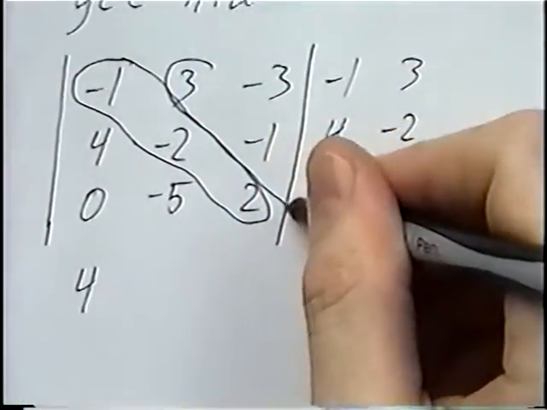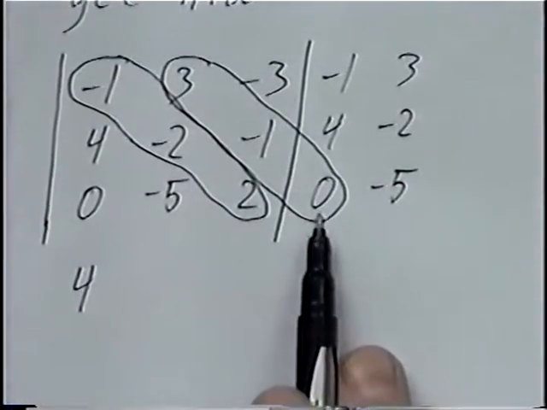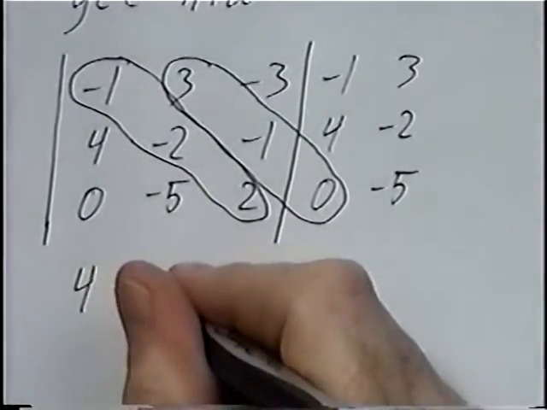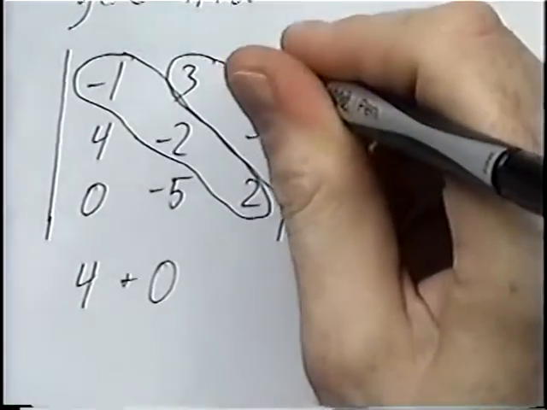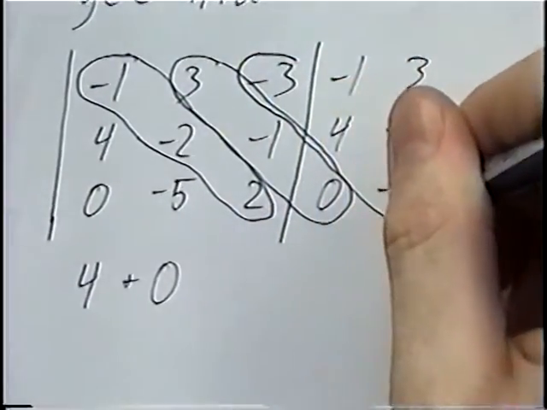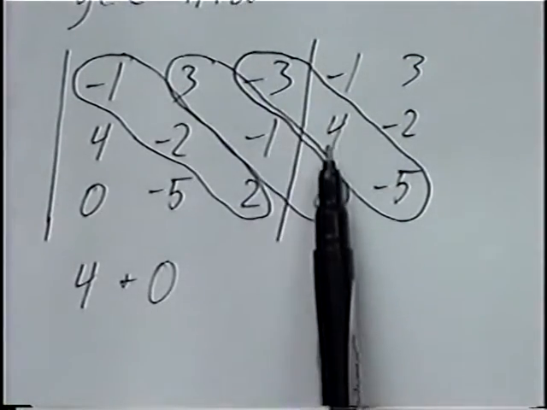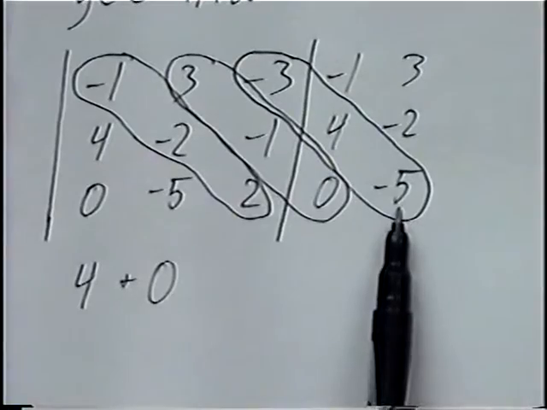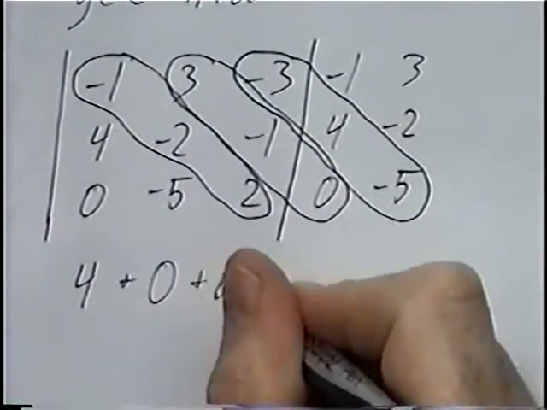The second diagonal, 3 times -1 times 0. Anytime you have 0 in a diagonal, we'll be adding the number 0. And the third diagonal: -3, 4, -5. -3 times 4 would be -12. -12 times -5 would be +60.